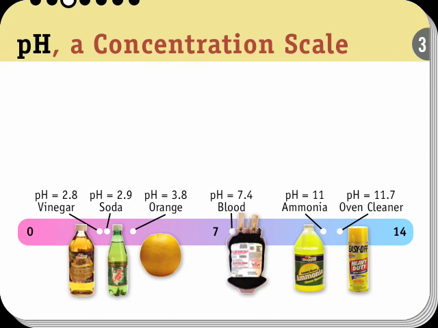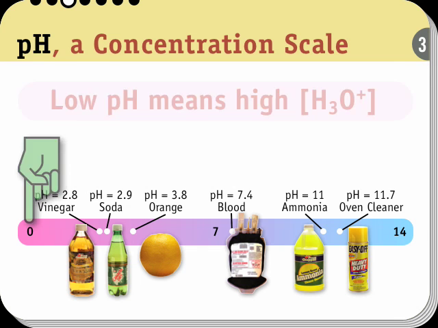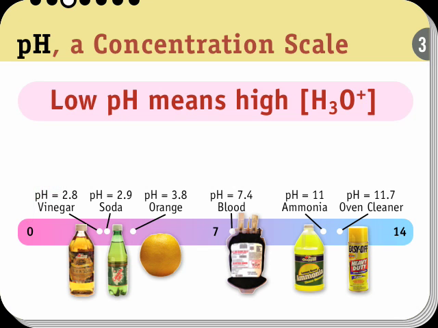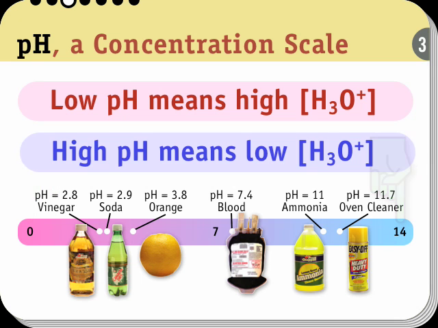Here again you see the illustration from your textbook. Acids are at the low end of the pH scale, which means that acids have relatively higher concentrations of hydronium ion. Bases are at the high end of the scale, which means that they have relatively low concentrations of hydronium ion.